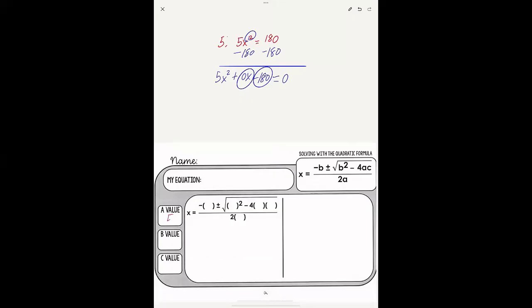So the A would be 5. The B, since there's no linear term, is going to be 0. And the C is going to be a negative 180. Then you plug in 0 here, 0 here, 5 here, 5 here, and a negative 180 here. And then again, you just use the quadratic formula in the calculator, and it'll give you the solutions.